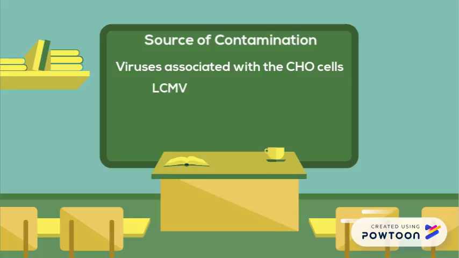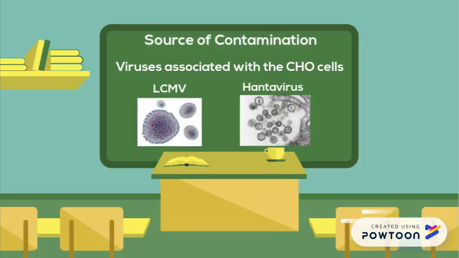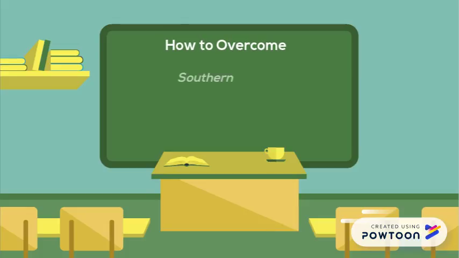Examples of viruses available in the hamster cell line are the LCMV and the hantavirus. Virus-containing cells should be detected beforehand through immunochemical procedures like Southern blotting or sensitive techniques such as the PCR.